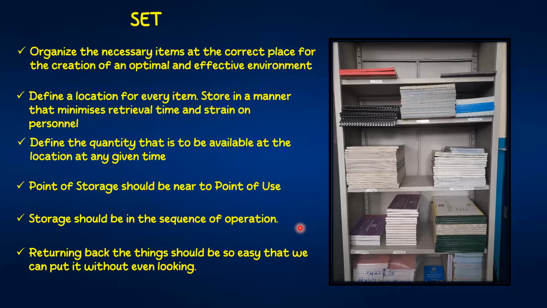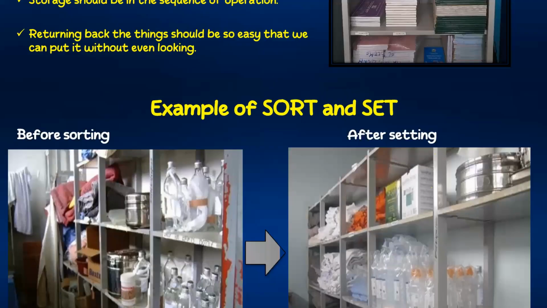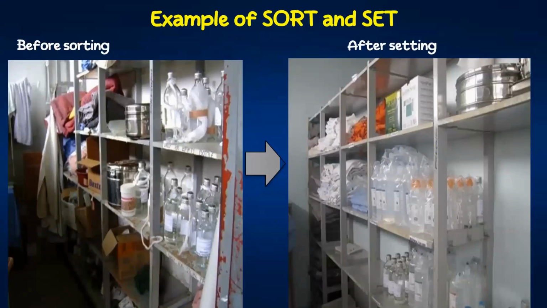If you can see this image, there has been labeling that has been done. These are registers, and you know we have thousands of registers. These are blank registers. So they are placed in such a way, there's a label right here. If somebody wants a register, just read the name, pick it out. You can return it back in a matter of seconds. This is an example of sorting and setting. So this is before sorting.